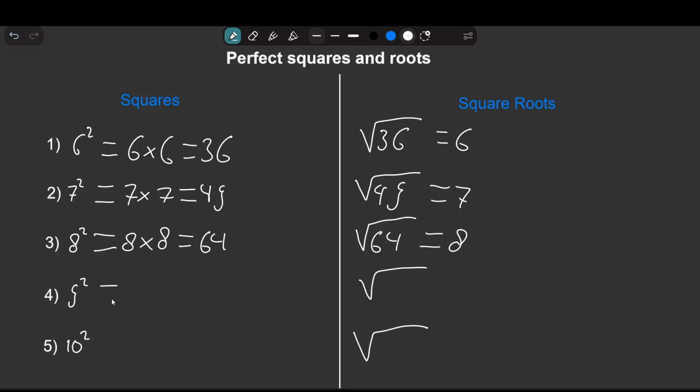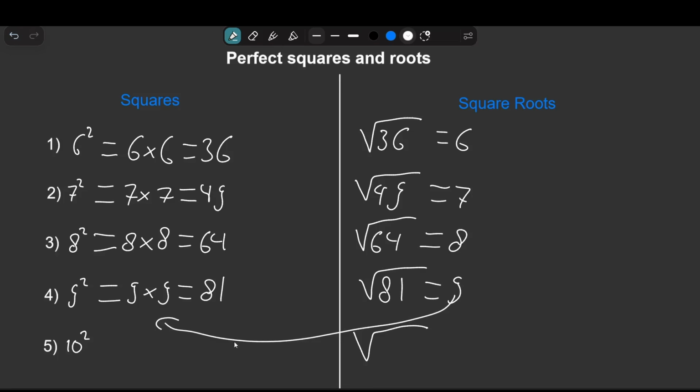So on to the fourth one, we have 9 squared. Again, we just do 9 times 9, and this will equal 81. Oh, my bad, guys. This will equal 81. Now again, for the square root of 81, we will have 9, because over here we saw 9 times 9 equals 81.